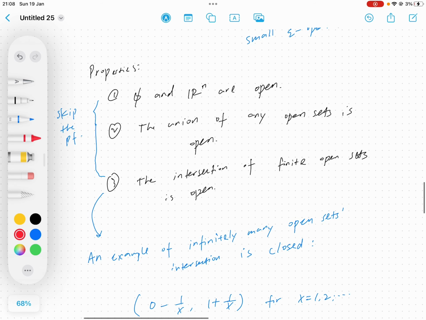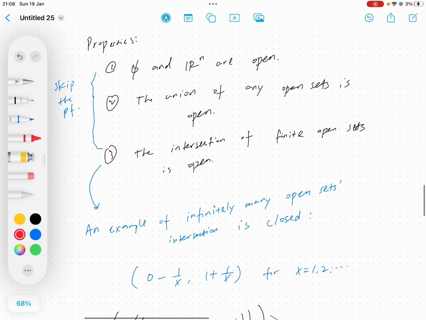We have some properties of open sets. The first is that the empty set and Rn itself are open. The union of any open sets is open, and the intersection of finitely many open sets is open. We're going to skip all those proofs; you can find them yourself, or try to prove them yourself.